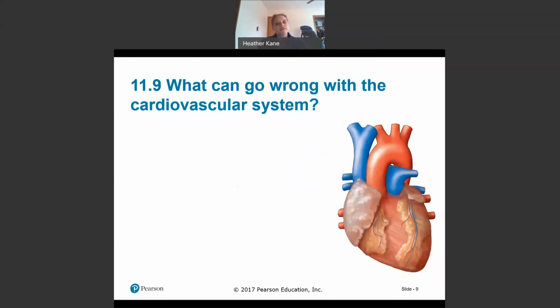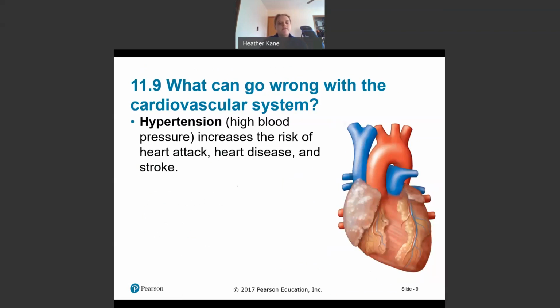And then it travels back through this side of the heart. So we have quite a few issues that can happen with our cardiovascular system. We have hypertension. Hypertension is a very, very common disease that happens in a large percentage of Americans, especially older individuals or individuals that have too much salt in their diet. Hypertension is often caused, especially in Americans, by too much salt. Not always, but a lot of the time.